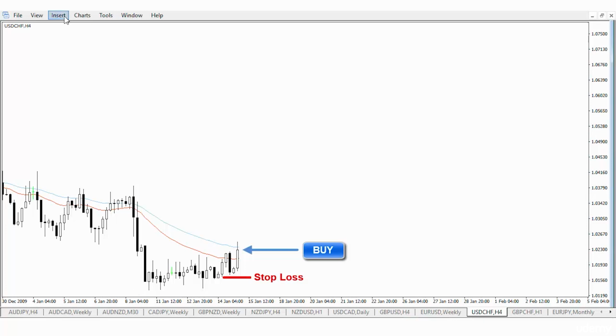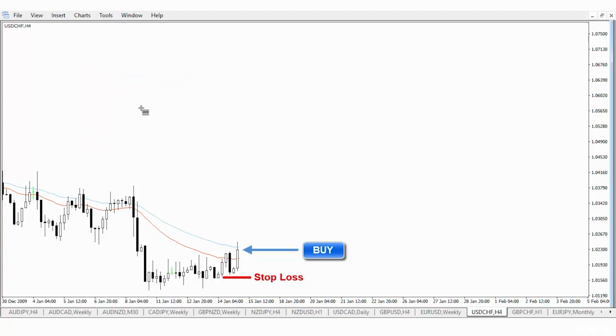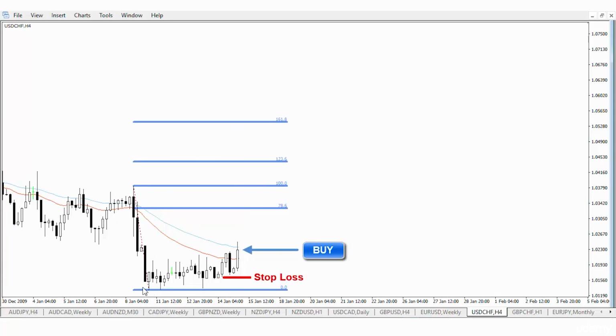So click the Insert tab at the top left corner of the MetaTrader terminal, then go to Fibonacci and from here select Retracement. Now to draw the Fibonacci retracement lines, click on the most recent lower high of the downtrend, then drag it to the lowest price of the range-bound pattern and release the mouse. So by the time we connect the Fibonacci retracement points, you can see that the Fibonacci retracement levels have automatically been placed on the chart. Here we will use the Fibonacci retracement levels to set the profit.